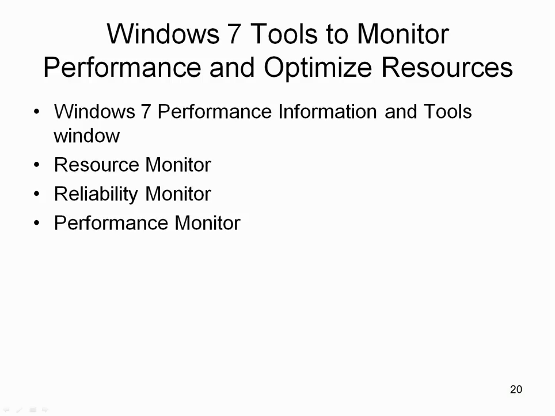The Windows 7 tools for monitoring performance and optimizing resources that differ significantly from previous versions of Windows include the Windows 7 Performance Information and Tools window, Resource Monitor, Reliability Monitor, and Performance Monitor. These tools are covered next.